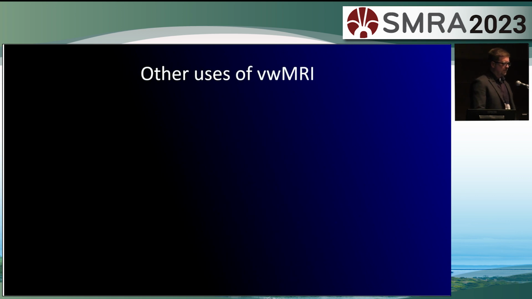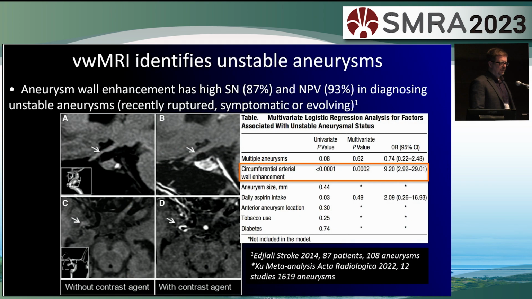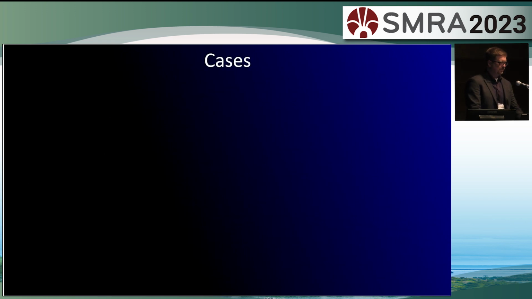I'll spend the rest of the time going over some cases and other uses of vessel wall MR that we've seen and used. Early on in 2013, this pilot study showed you could use vessel wall MR to predict which aneurysm was the one that ruptured in patients presenting with subarachnoid hemorrhage and multiple aneurysms. Multiple additional single-center trials have shown that vessel wall enhancement is predictive of unstable aneurysms, and this was summarized in a recent meta-analysis in 2022, so this is important.